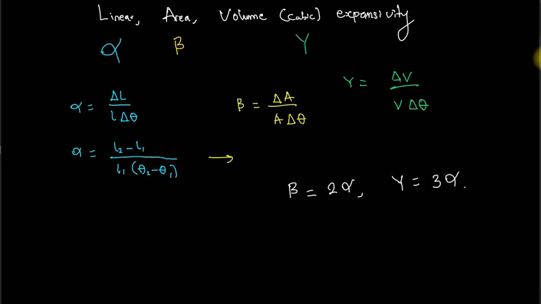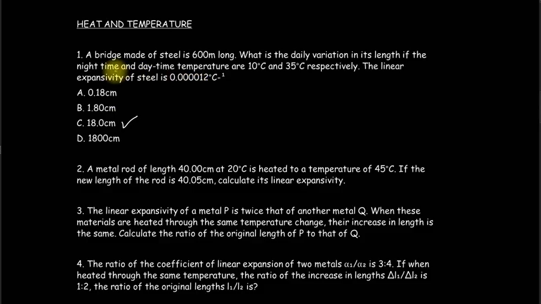Alright, so with this we should be able to solve that question. The question says a bridge made of steel is 600 meters long. This is the initial length. With a daily variation in its length, if night and daytime temperatures are 10 degrees and 35 degrees respectively, so these give the change in temperature. So 35 minus 10 will give us the change. The linear expansivity of steel is given, and we're asked what is the change in length. So we're looking for change in length.